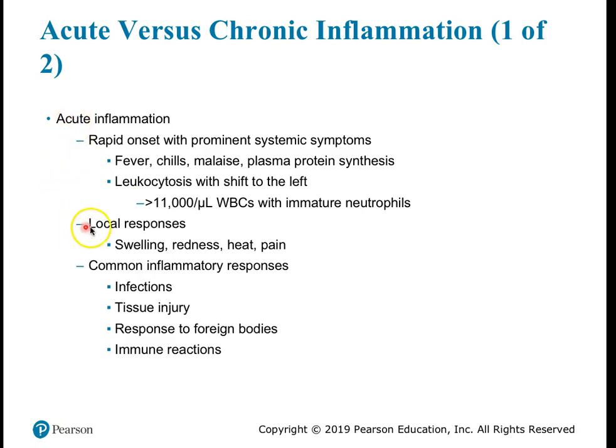Acute inflammation also is going to have the mast cells in the area release histamine, and histamine is going to be responsible for the 4 cardinal signs of the inflammatory response, namely swelling, redness, heat, and pain. More about that later. Common inflammatory responses of the acute nature: infections, tissue injury, responses to foreign bodies, like a splinter. You could pick something up and you get a splinter in your finger. That's considered a foreign body, and certain immune reactions.